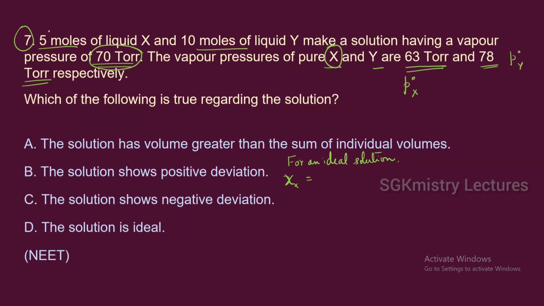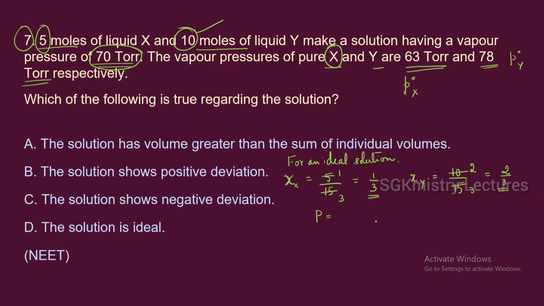For X, the number of moles of that component is 5. The total number of moles is 10 plus 5, that is 15. So we have 1 by 3 as the mole fraction for X. The same way, I can write the mole fraction for Y. The number of moles of Y is 10, and the total number of moles is 10 plus 5, that is 15. So 2 by 3 is the mole fraction.